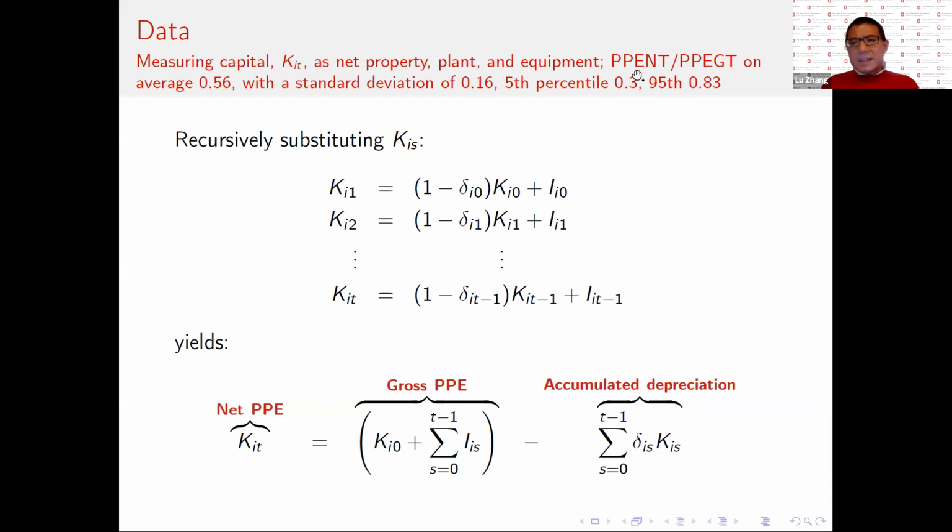In the data in CompuStat, the ratio of net PPE over gross PPE is on average 56%. In other words, 44% of gross PPE is actually depreciated away, so presumably it doesn't enter your production function. The fifth and 95th percentiles are 0.3 and 0.83. So bottom line, there's quite a bit of difference between net PPE and gross PPE. For a while I wondered how big a difference that is, and I had in mind just a flow variable, one period's expense on depreciation. That's not true. In accounting, it's actually accumulated depreciation, and that's a gigantic number, more than 40% of gross PPE.